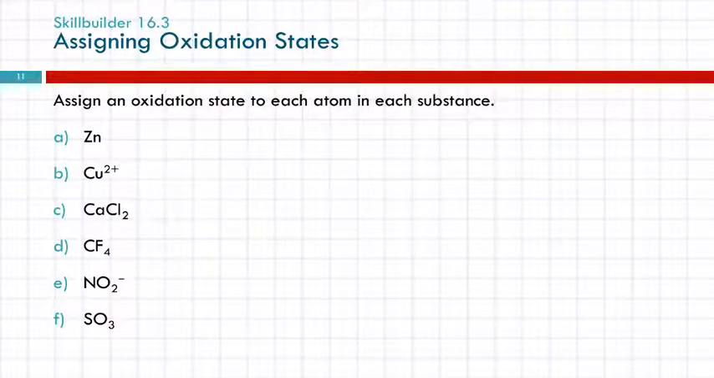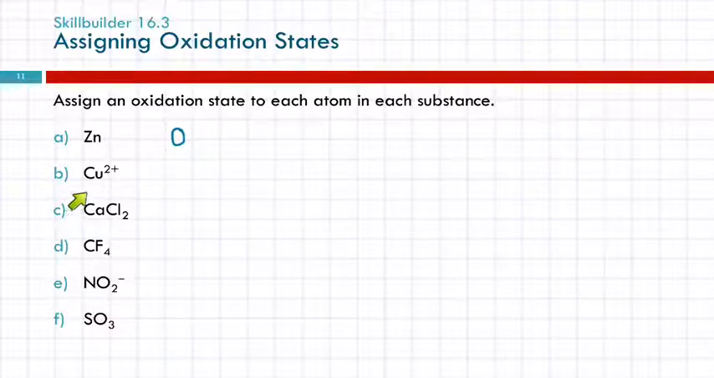Okay, so let's assign oxidation states. Each atom has an oxidation state. So this one's pretty easy. We only have one atom. Zinc, what's the oxidation state there? 2+. Well, what's the charge on it? Right here. Don't look at the periodic table. What's the charge on this? I don't see a 2 on it. Oh, 0. It's just the element. An atom of zinc doesn't have a charge. It's the free element, so its oxidation state is 0.